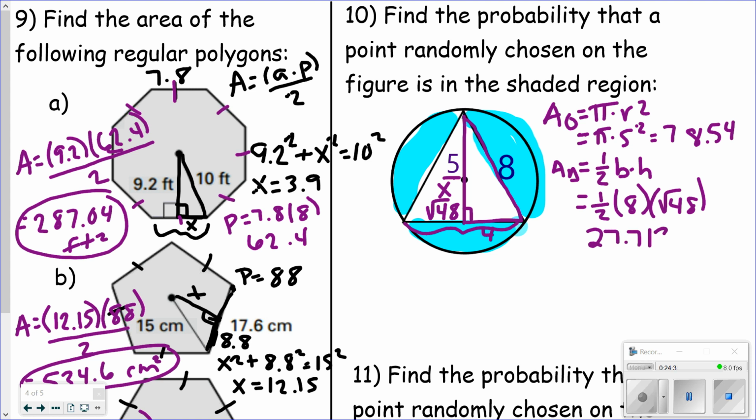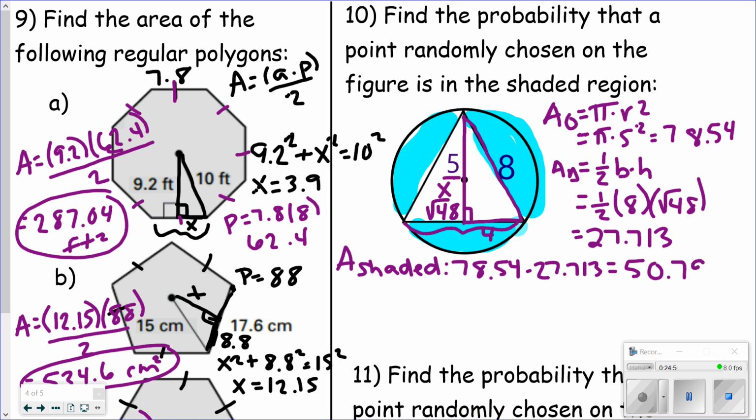Now, if I want to figure out the area of the shaded section, I would just take my two areas and subtract them from each other. When I subtract those two areas, I get approximately 50.79.